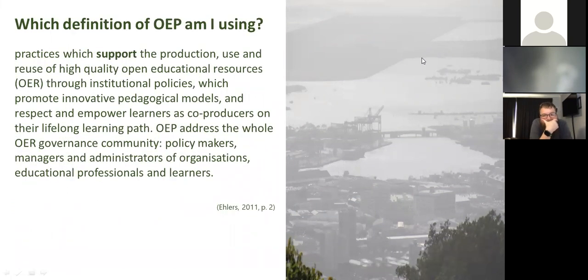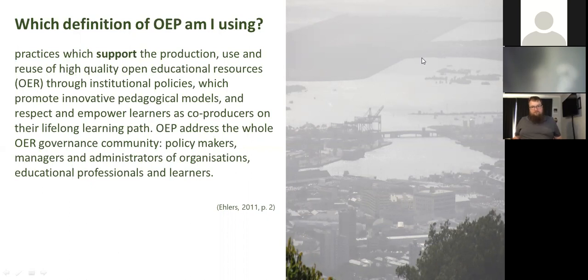Before going any further, I'd like to clarify what I mean by OEP. Some people specify OEP as being, not limited to, but strictly the practices used for teaching and learning. My definition is broader than that. I'm referring to practices that support production, use, and reuse of OER, which promote innovative pedagogical models and respect and empower learners as co-producers on their lifelong learning path.